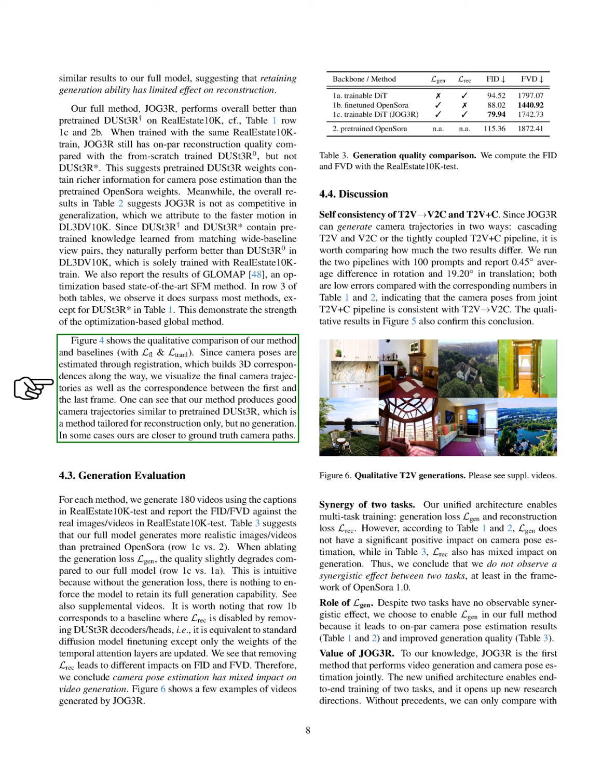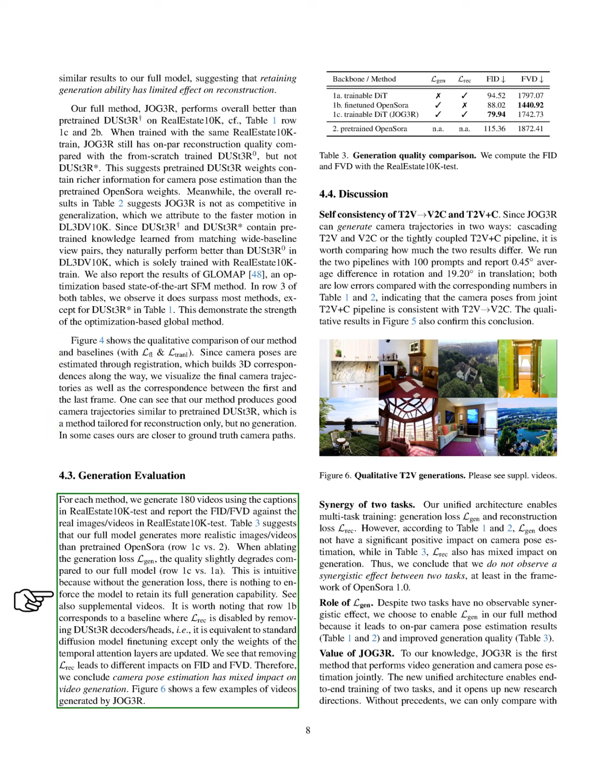Section: Generation Evaluation. In this section, we evaluate the generation of videos. For each method, we create 180 videos using captions from the Real Estate 10K test dataset and measure the FID and FVD against real images and videos from the same dataset. Our findings indicate that our complete model produces more realistic outputs compared to the pre-trained OpenSora. When we remove the generation loss, we notice a slight decline in quality, which makes sense since the absence of this loss means the model lacks motivation to fully utilize its generation capabilities.